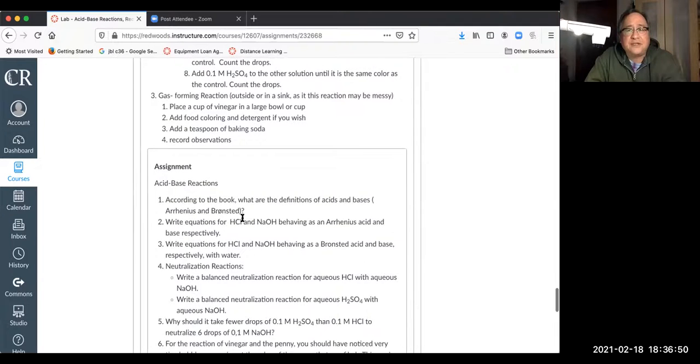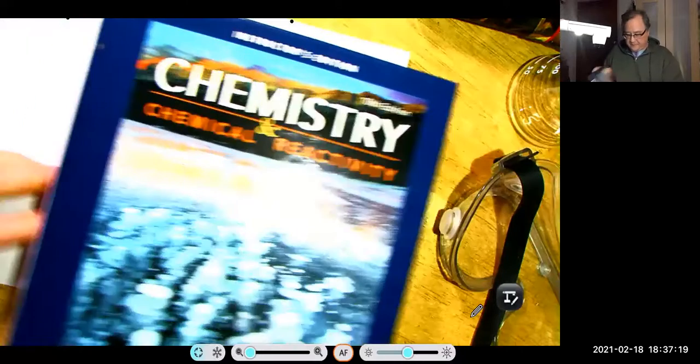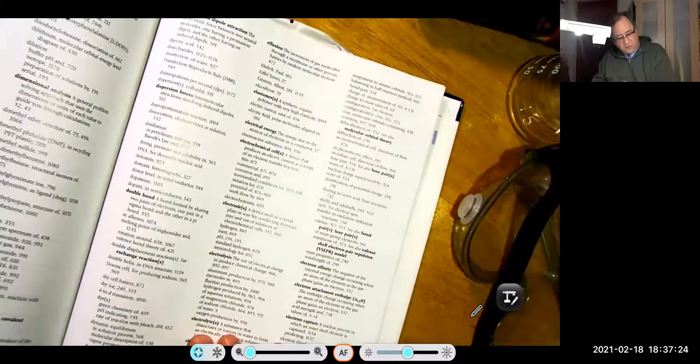Okay, so let's take a look at the assignment here, folks. According to the book, what are the definitions of acids and bases? The Arrhenius definition and the Bronsted definition. So what's really nice about books is they have an index. So let's take a look here at this index. And we're going to go for Bronsted-Lowry, since I'm closest to that.